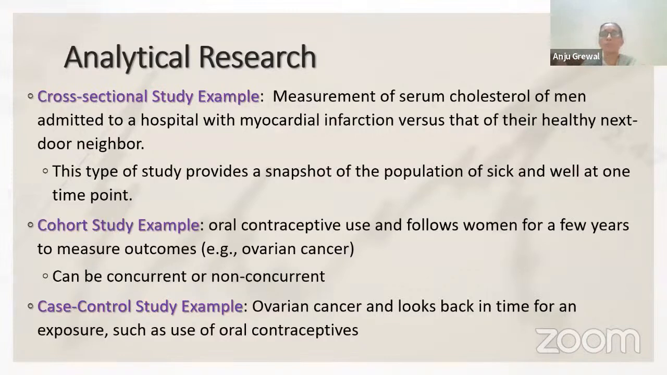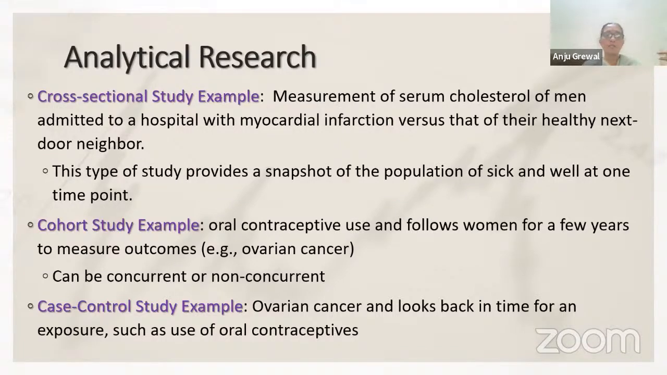One of the examples on my slide is measurement of serum cholesterol in men admitted to the hospital with myocardial infarction versus a healthy next-door neighbor at the same point in time. And therefore, you can get a measure of prevalence, but this has its own limitations, because it will not always be reflective of the true prevalence of the disease. It will all depend upon how, where, and how much of a sample you are picking up, and whether the controls are really matched for the people who already have the problem that you're trying to find out.